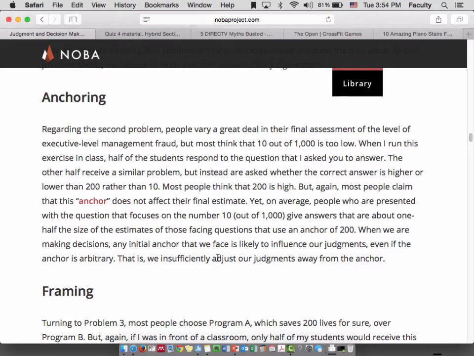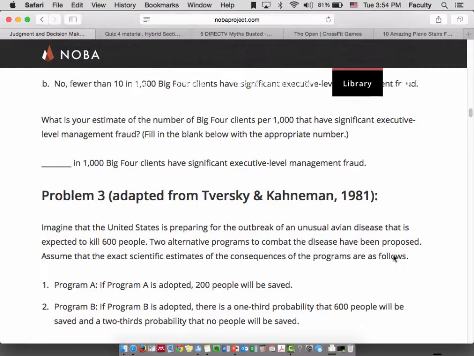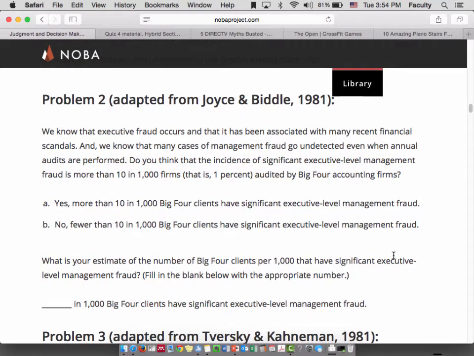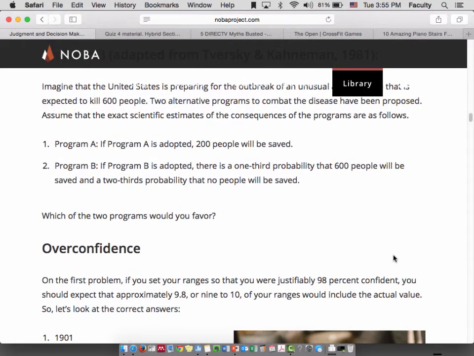So with anchoring, the judgment that we are being asked to make is some kind of numerical estimation. For example, you remember in the textbook, that was this problem 2. We know that executive fraud occurs. We don't know how much, so I want you to estimate it. And in one condition, I'm going to tell you that it's 10 in 1,000, etc. The truth is, I don't like this example. I don't think it's very easy to understand. So I'll try and give you a different one.